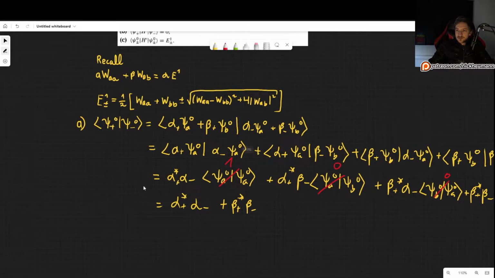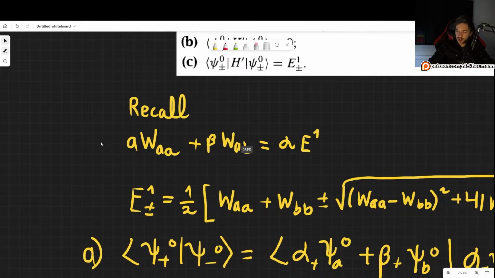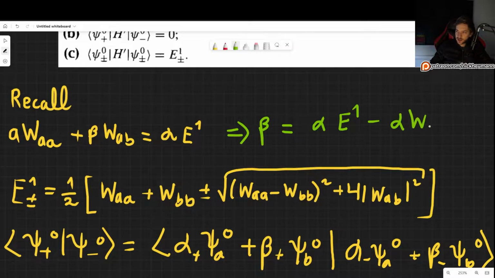So what we have to do now is basically change our alphas for something else. And that is where this equation comes in. So notice that from here we can find beta. Beta is the easiest one to find. So here we have, this is alpha, of course, it doesn't really look like it all that much. From there we can find beta. This is, let's see, we put this to the left, so we get alpha E1 minus alpha WAA divided by, and then we need to divide by this, so by WAB.